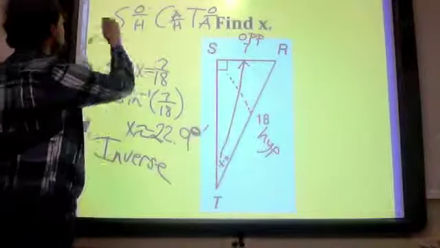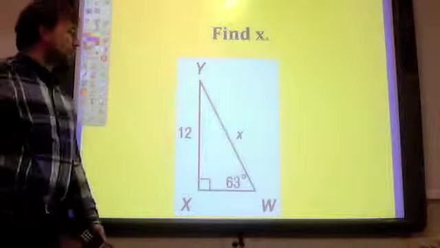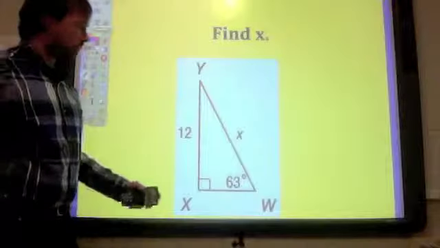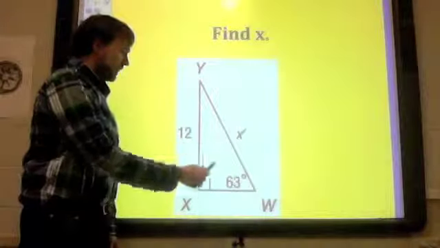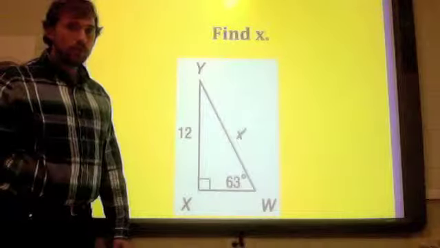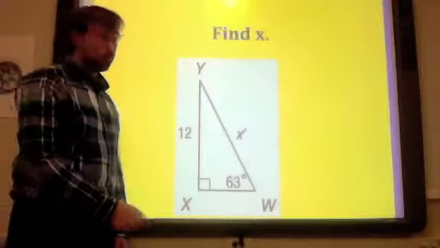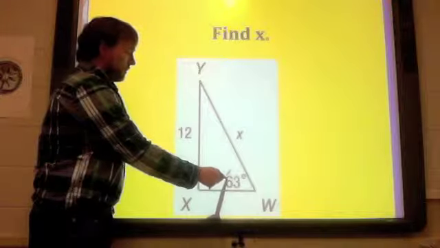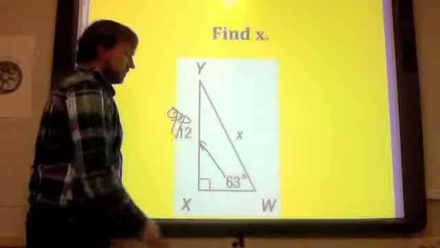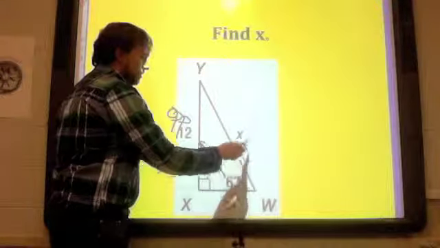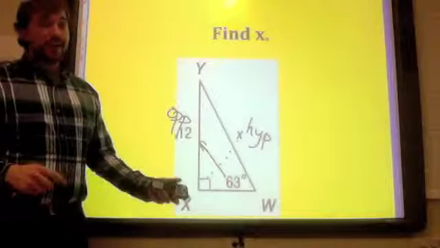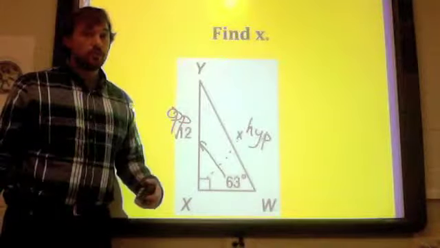Alright, moving on. Finding x again? Yeah, trigonometry. It's what we do. So, you've got an x here, you've got 12 here, and you have your angle. Where do we look from? The angle. So, 12 is opposite. x is hypotenuse.